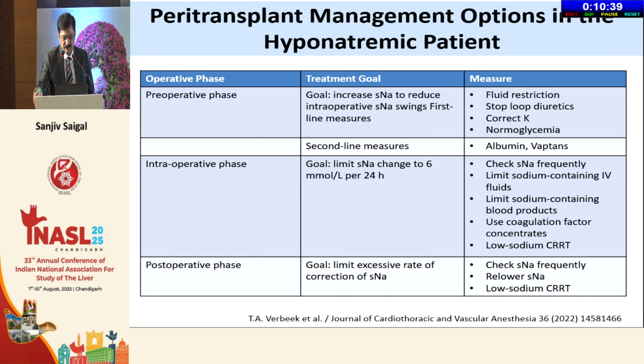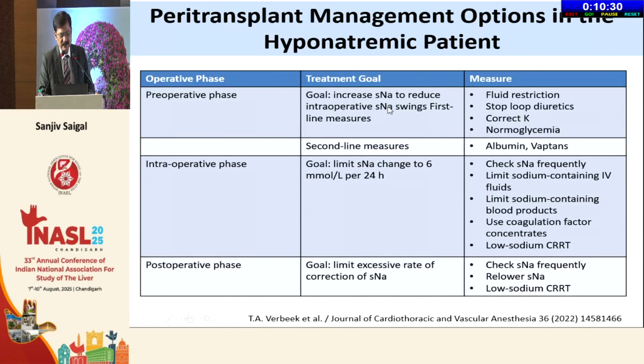Now, this is one of the plans which I, for a presentation's sake, took from one of the recently published nice articles. You have to have a preoperative plan, an intraoperative, and a postoperative plan. The idea is that whatever you do, reduce your attempt to increase sodium drastically. That is a fundamental thing, and we all know that. What do you do? You restrict the fluids, stop loop diuretics, correct potassium, and maintain normoglycemia. We often don't give credence to these other things, and we must understand that all other metabolic parameters should be in place if you want to correct hyponatremia. Then, preoperatively, you have a choice of albumin or Vaptans, depending on the situation. I'll come to that later on.